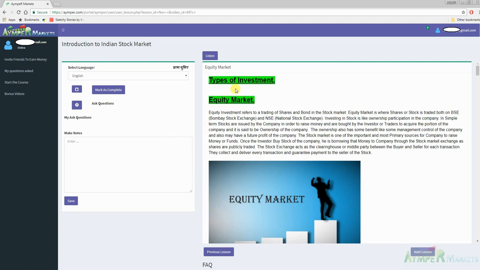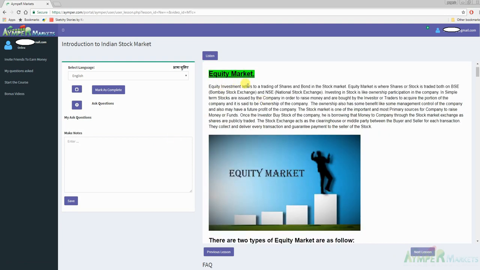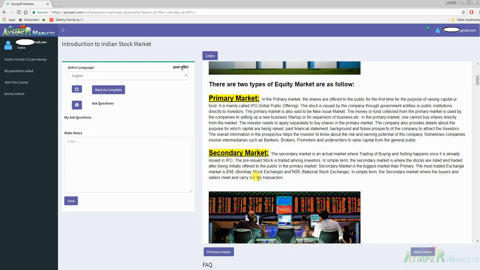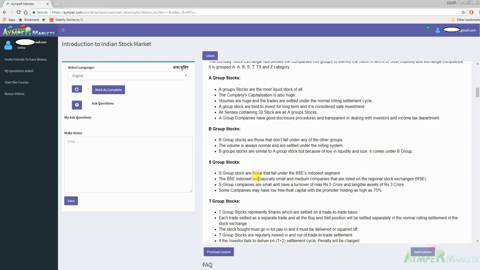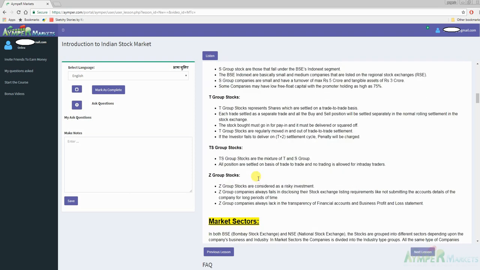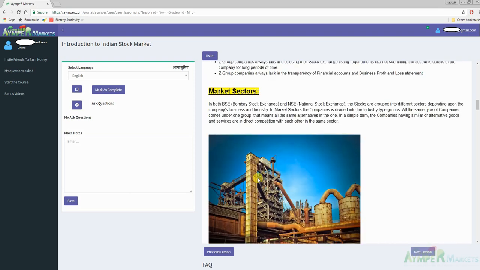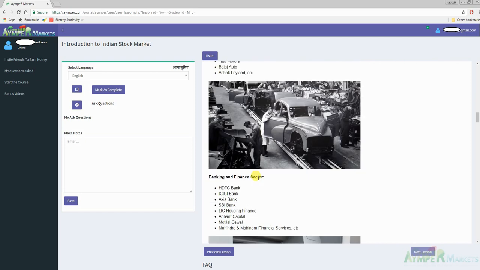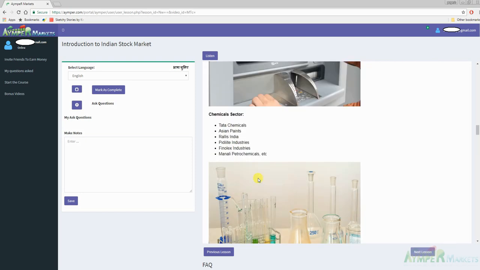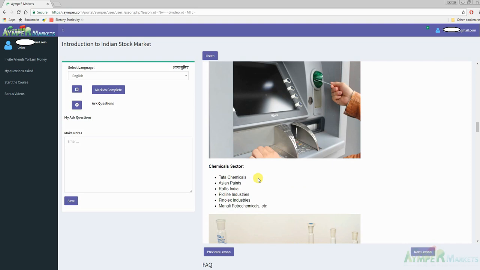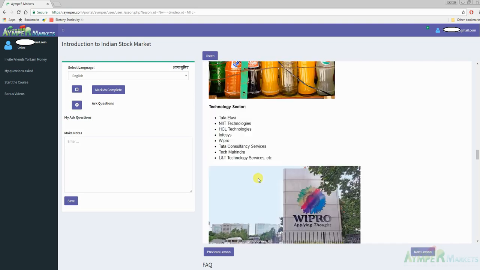Now see, if you see types of investment, it's like equity market, primary market, secondary market, then A group stock, B group stock, S group stocks. So this is how in-depth detailed explanation has been given to you in writing, so that you can read each and every topic.